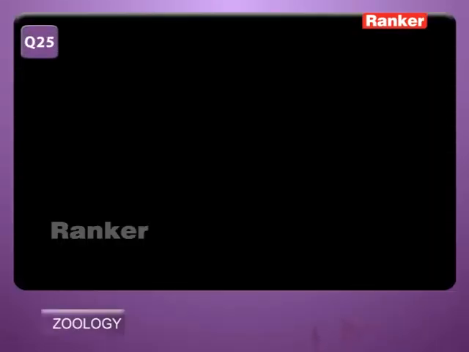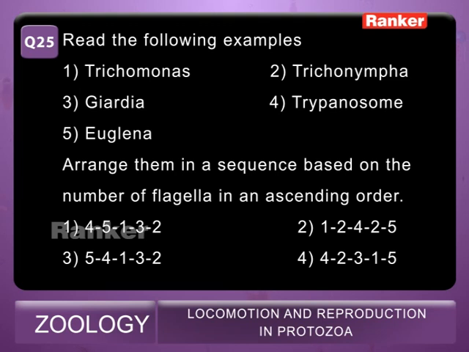25th question, read the following examples. 1. Trichomonas, 2. Trichonympha, 3. Giardia, 4. Trypanosoma, 5. Euglena. Arrange them in a sequence based on the number of flagella in ascending order. Options are A. 4, 5, 1, 3, 2, B. 2, 1, 4, 2, 5, C. 5, 4, 1, 3, 2, D. 4, 2, 3, 1, 5.